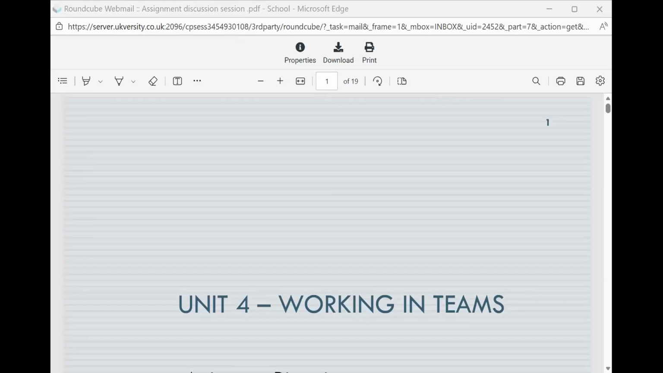We then went on to look at learning outcome 2, which was to understand leadership and motivation when working in teams. We looked at leadership theories: situational theory, transactional theory, transformational theory, and contingency theory as well. We looked at each theory and how it applies to working in a team.